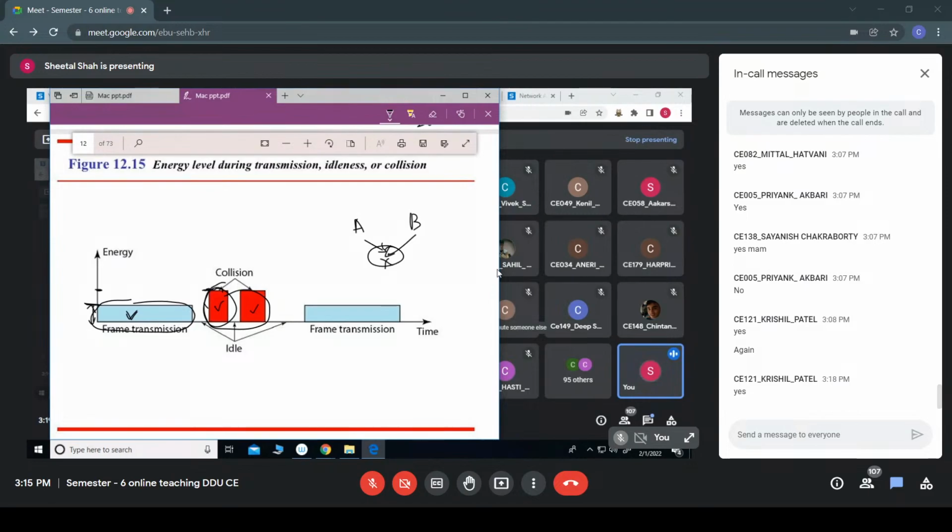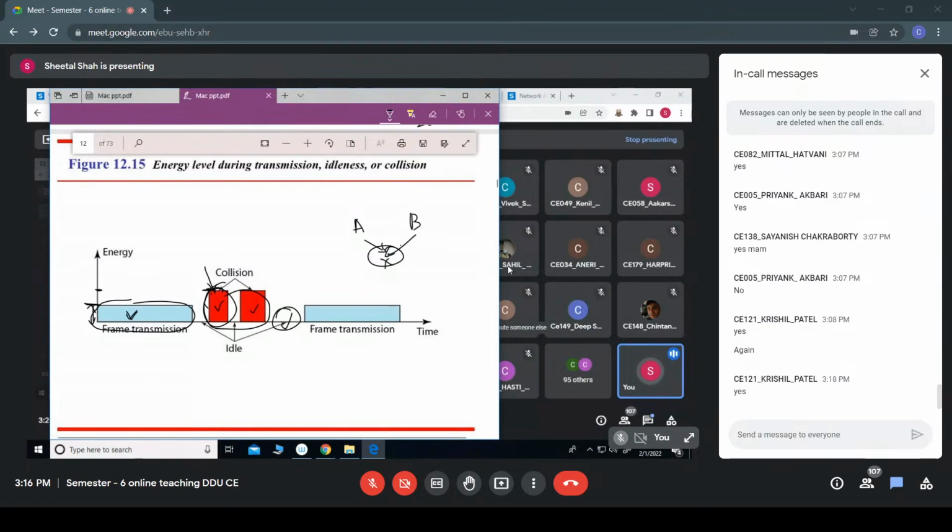If any host wants to transmit, first it would sense the channel, and if it finds that the energy level is very high, it implies that there is a collision and it would stop transmitting the frame further. Is this clear, everyone? And if there is no signal, it implies that the channel is idle. Hope this is clear, everyone.